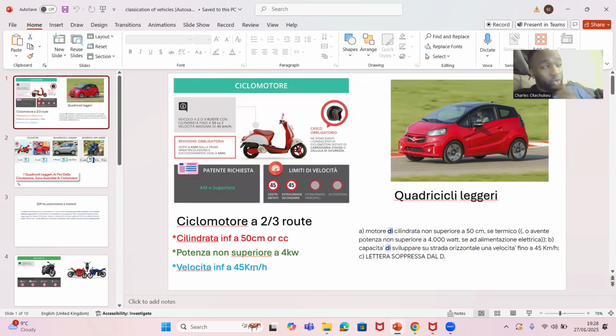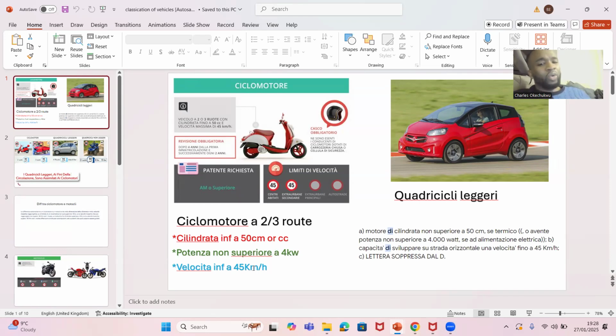The keyword is inferior. For motocicli, the velocità, what do you think it will be? The keyword there will be superior. It will be superiore. Is it clear now? Please write it down, everybody. The velocità for motocicli will be superiore a 45 km/h.